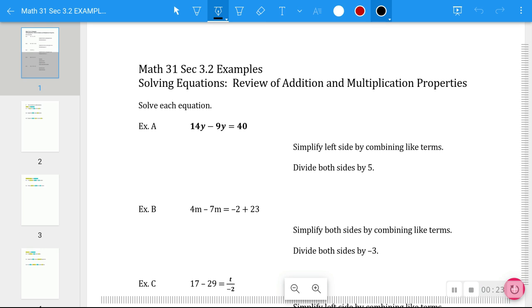Okay, example A here, we have to simplify the left-hand side. 14y minus 9y would be 5y. And then we have to counteract the multiplying by 5 by dividing by 5. And we end up with y equals 8. 40 divided by 5 is 8. So the value of y in this problem is just 8.